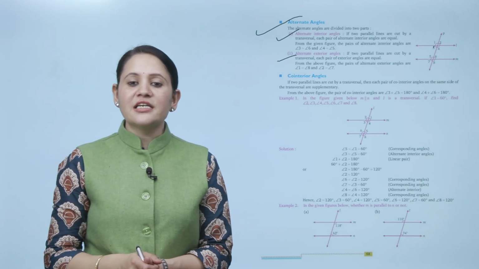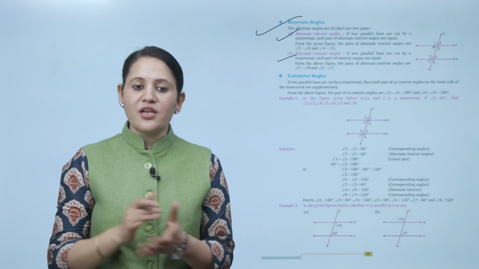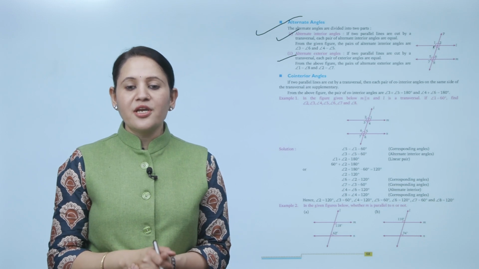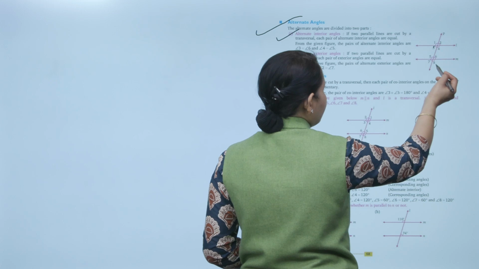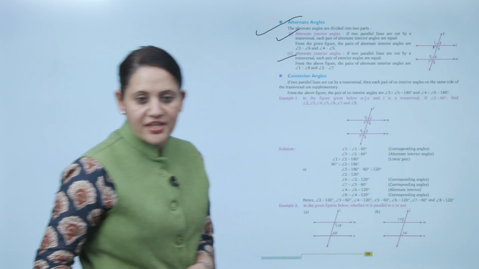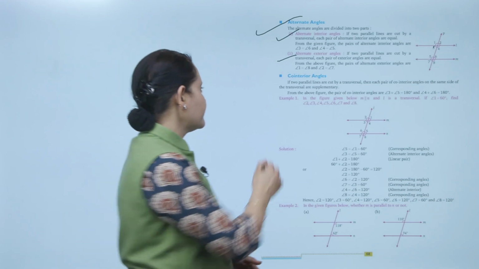If two parallel lines are cut by a transversal, each pair of exterior angles are equal. From the above given figure, the pair of alternate exterior angles are angle 1 and 8, 2 and 7. They will be equal.